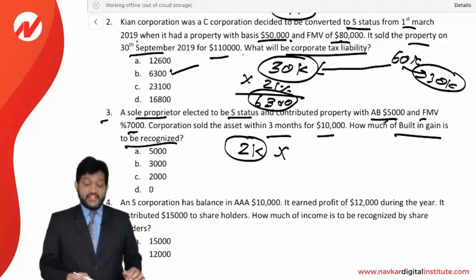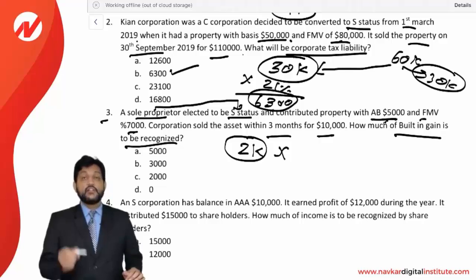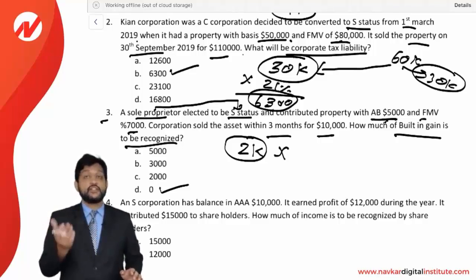Why? Because it has been converted from sole proprietor to S corporation. The condition is what? It must have been converted from C corporation to S corporation. It is a sole proprietorship to S corporation status. So the condition is not fulfilled. That's why built-in gain will not be recognized. Answer is 0. The built-in gain rule is applicable only when it has been converted from C corporation to S corporation status.